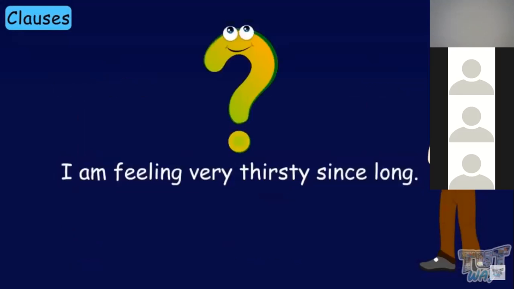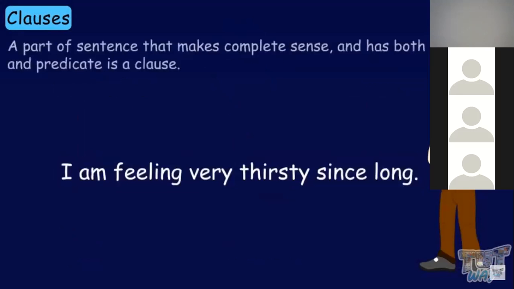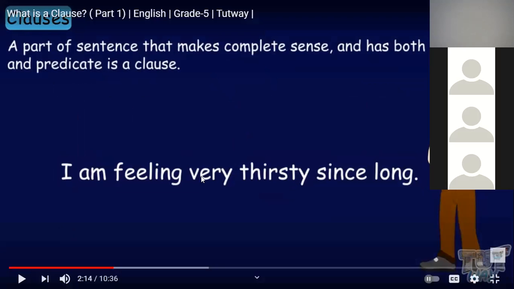Now, which one is the clause here? A part of a sentence that makes complete sense and has both subject and predicate is a clause. So, the part of the sentence that has the subject and the predicate is a clause. The other phrases do not have the predicate. Once I know where the subject and the predicate are, I know the clause.